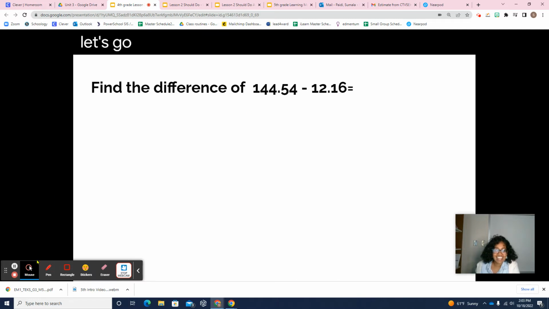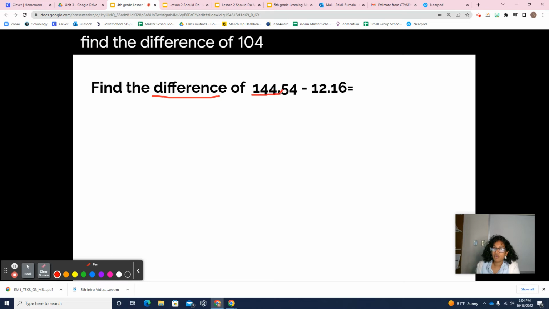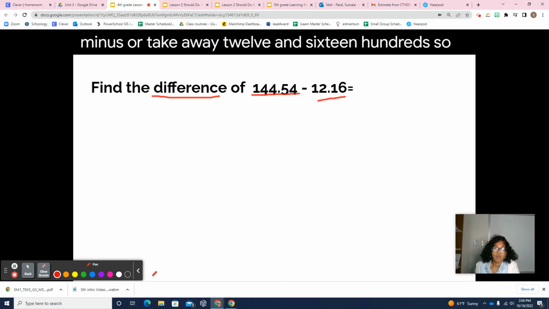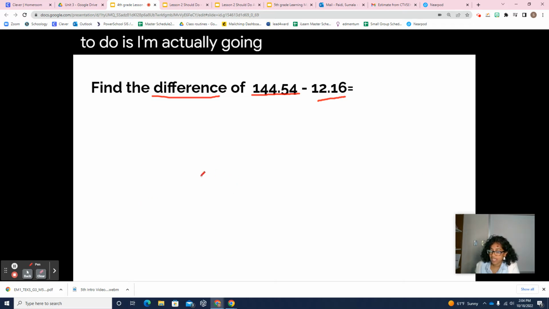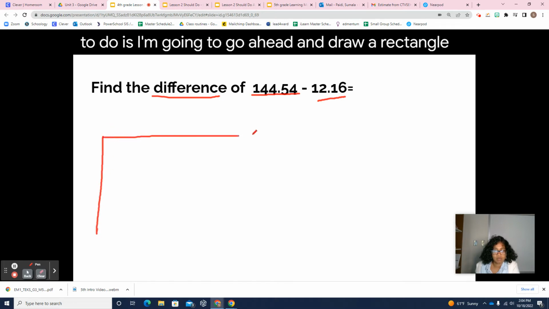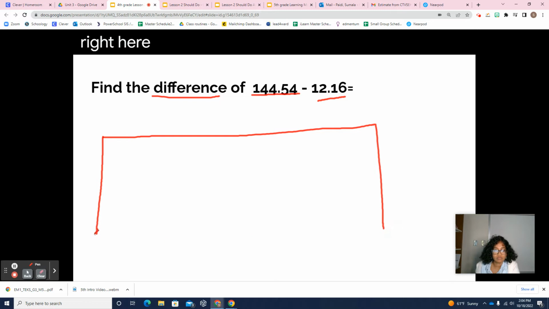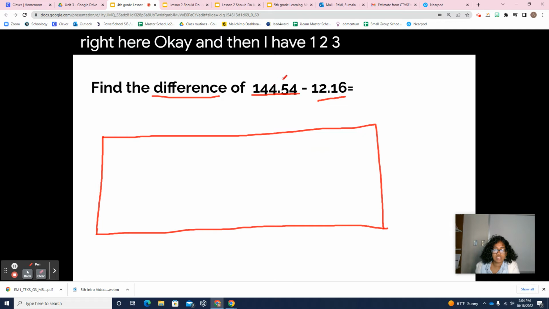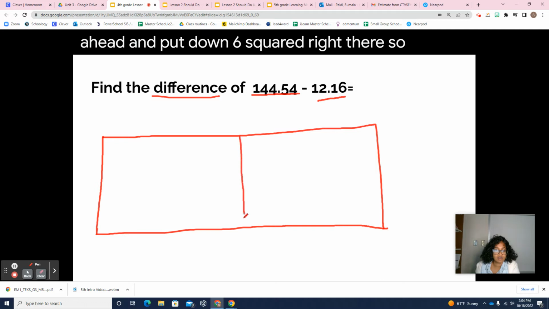All right, let's go ahead and do our first problem. We need to find the difference of 144 and 59 hundredths minus, or take away, 12 and 16 hundredths. I'm going to draw a place value chart, or a decimal chart. I'll draw a rectangle right here, and then I have 1, 2, 3, 4, 5, and I'm going to put down 6 squares right there.